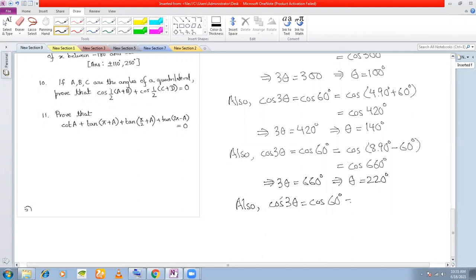In the third rotation, in the first quadrant, what should be the solution? 8 into 90 plus 60. 720 plus 60 is how much? 780. And 3 theta is equal to 780. That means theta must be equal to 260 degree.